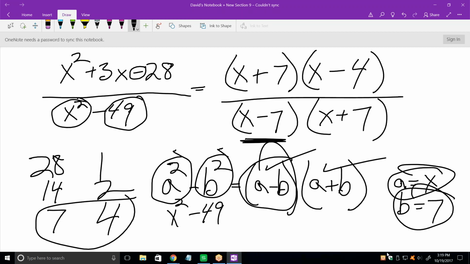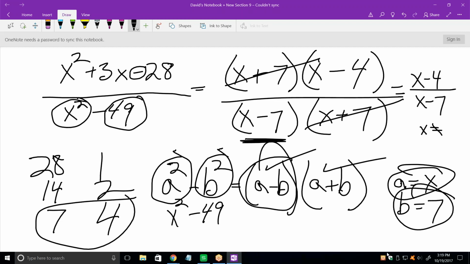Okay. Now, once again, we have something we can cancel. So our final answer is x minus 4 divided by x minus 7. And what restrictions do we have on x? What can x not be equal to?